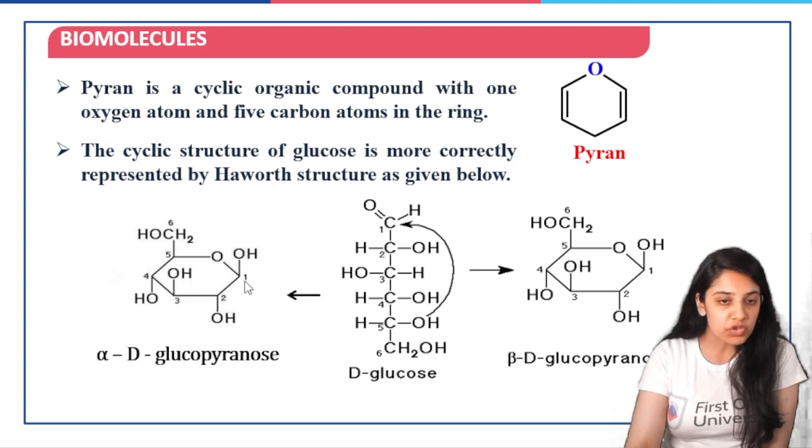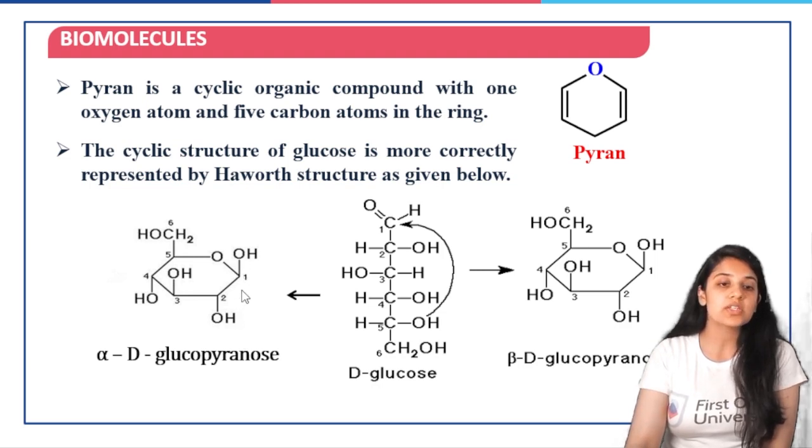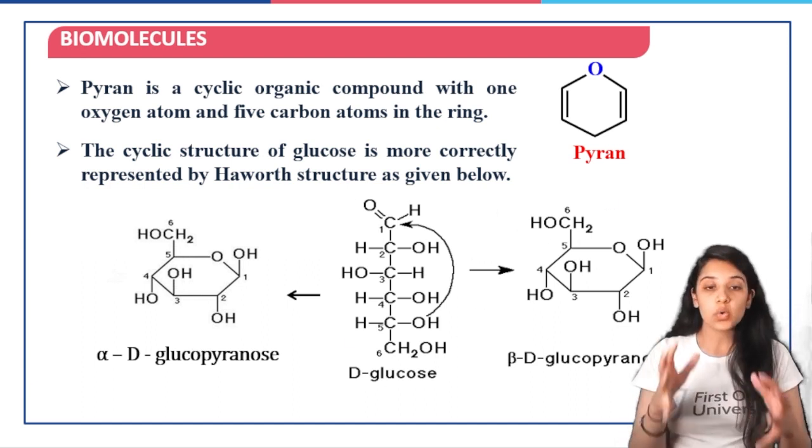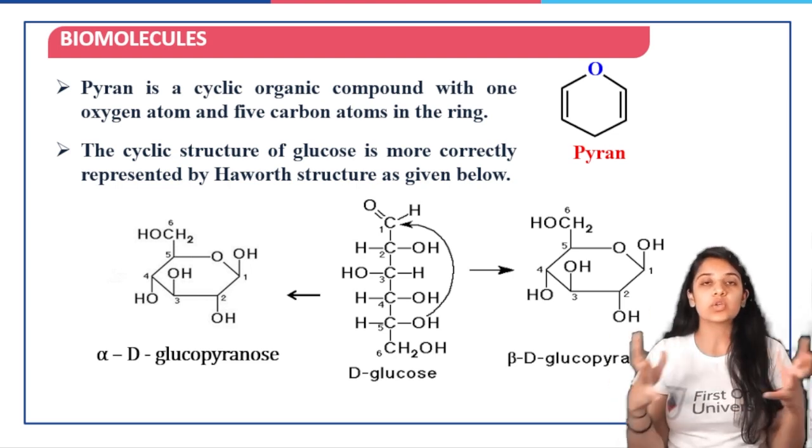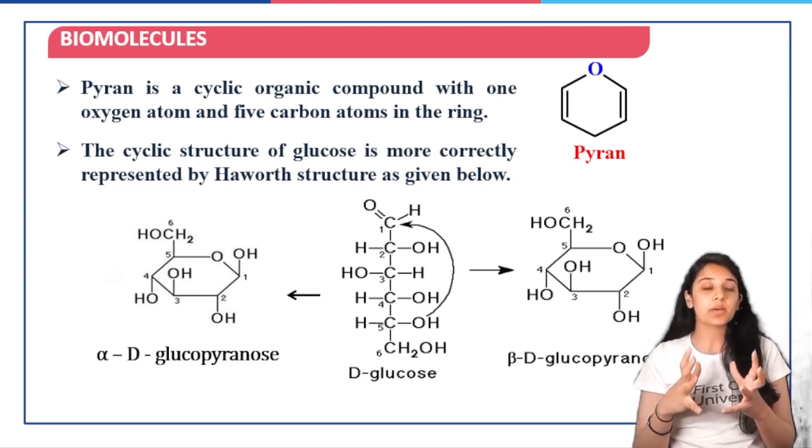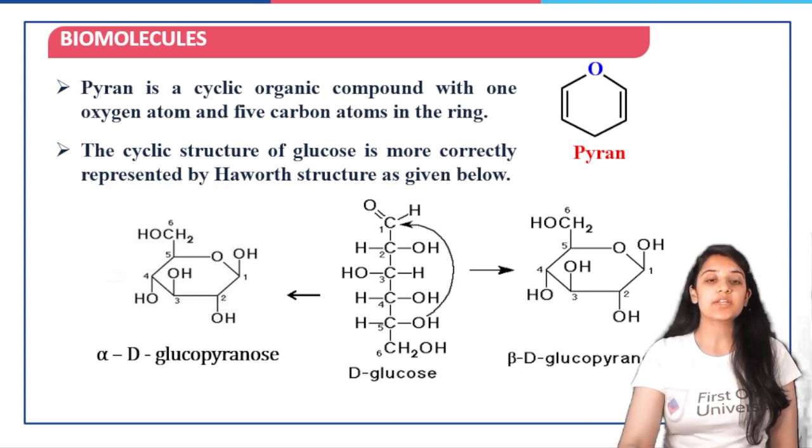This OH should actually be coming down, okay. So let me make this correction here: this OH is downwards. This downwards OH represents the alpha form and this is the beta form. In between there is a straight chain structure, showing that all these three forms exist in equilibrium with each other. Now, how is this cyclic structure being formed?